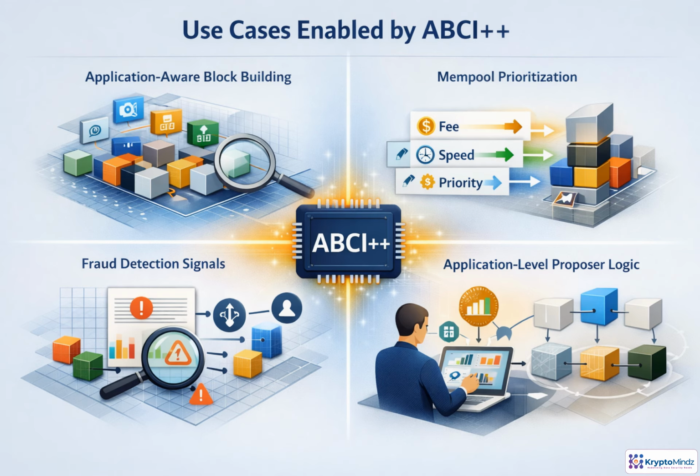This is where ABCI++ becomes practical. A DEX chain can build blocks around market rules, not just arrival order. A high-throughput chain can prioritize fees, urgency, or policy. Validators can attach fraud hints or data availability observations to votes. Specialized apps can also define proposer behavior for batching, oracle updates, or custom sequencing, without forcing everything into transaction execution.